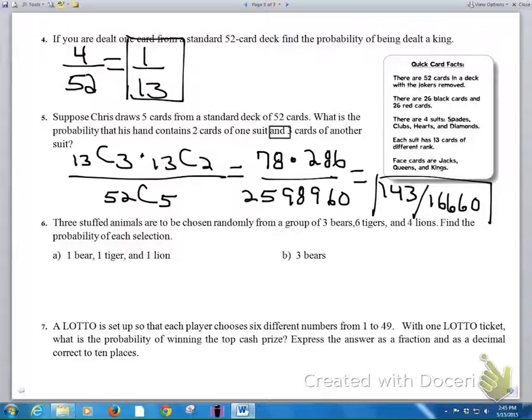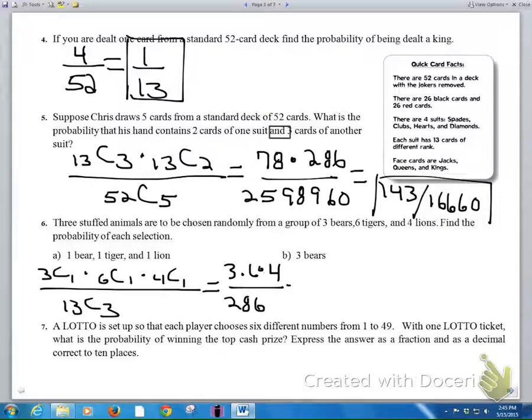All right, 3 stuffed animals are to be chosen randomly from a group of 3 bears, 6 tigers, and 4 lions. Find the probability of selecting 1 tiger, 1 bear, and 1 lion. So that's going to be 3C1, 6C1, 4C1, over how many stuffed animals there are, and you're selecting 3 of them. So there are 13 stuffed animals, and you are selecting 3 of them. And then you want to multiply out the 3, the 6, and the 4 together, over 286, and do some reducing.